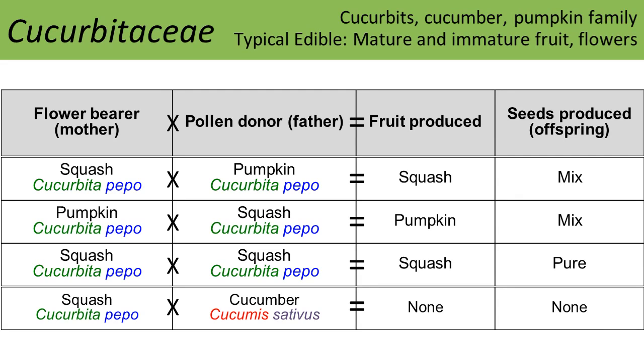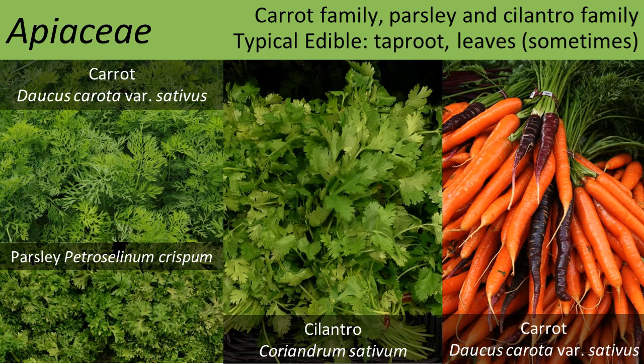So the only time you need to be careful is if you are doing seed selection. The Apiaceae family, or the carrot family, includes things like parsley and cilantro, also parsnip, wild parsnip, and of course Queen Anne's lace, which is really just another name for carrot. It's the wild form of carrot.